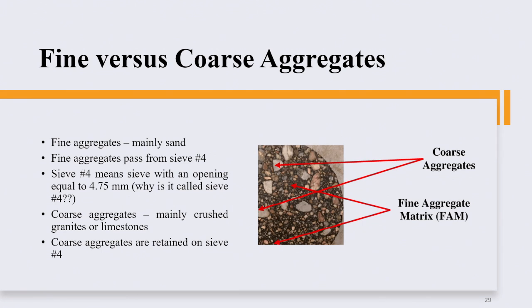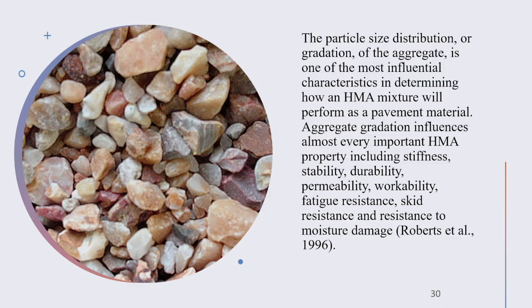Now here is what I am talking about. Fine aggregate, mainly sand, passes sieve number 4, which means the dimension is 4.75 millimeter. Here I put why it is called number 4: because it's 4 openings per linear inch. Coarse aggregate, crushed granite or limestone, is retained on number 4. Again, that is in a concrete setup. In asphalt, it will not be number 4, it will be number 8 or number 10. In soils, it will be number 200.